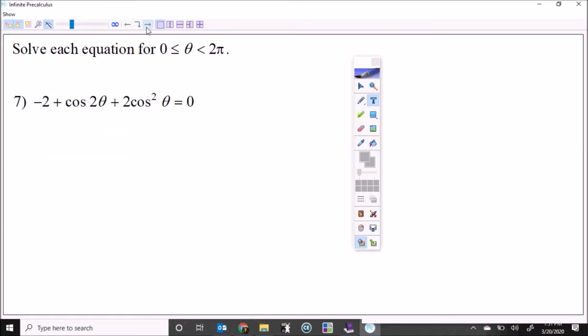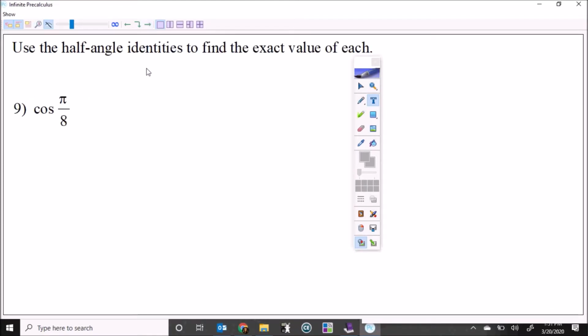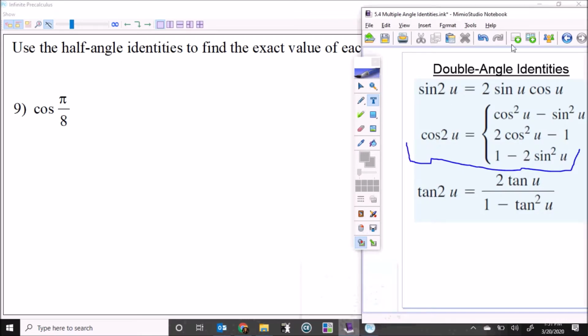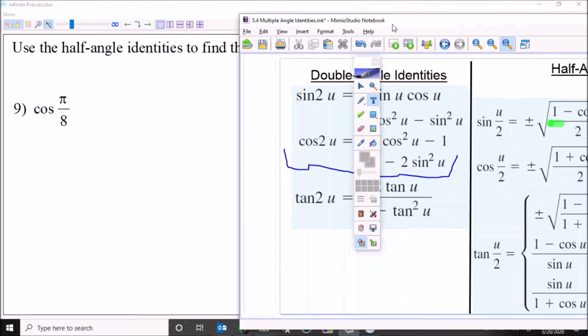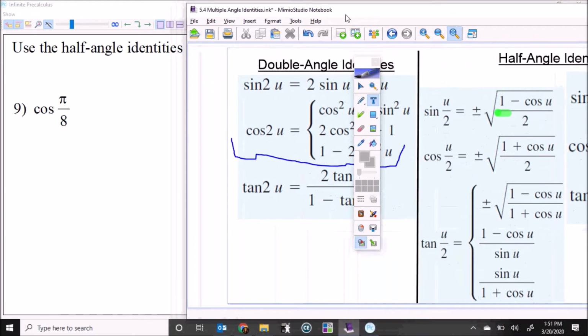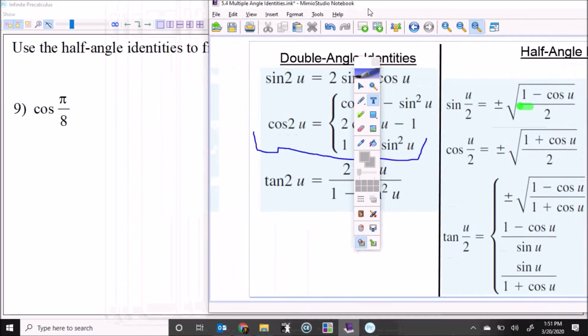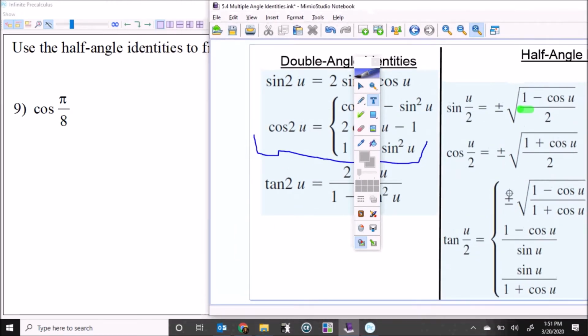Alright, so our next problem is number 9. It says use half-angle identities to find the exact value of each. So that means I need to come over here. Half angle, we're going to look at these in the middle, this column right here.